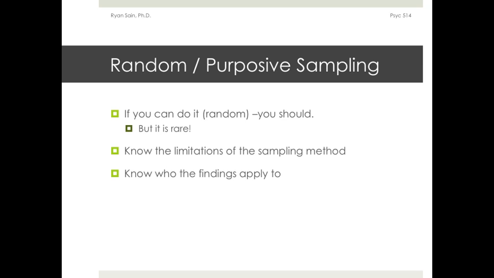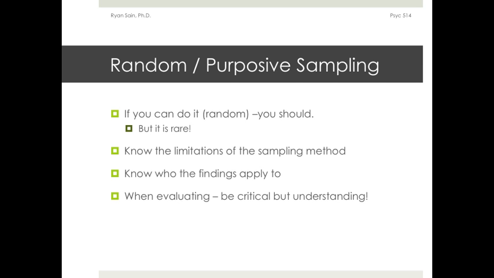And if we get those same results, now we're building that external validity through reliability. We're replicating the experiment, we're establishing some reliability for the independent variable, and as a result, we're building external validity even using a purposive sample. So you can do it that way, but you have to know the limitations of your sampling method. Know who the findings apply to, and when evaluating, be critical.